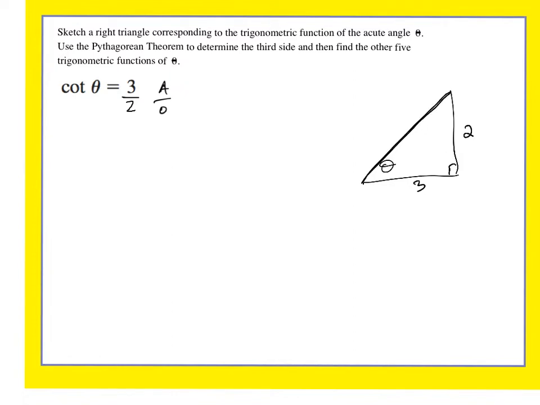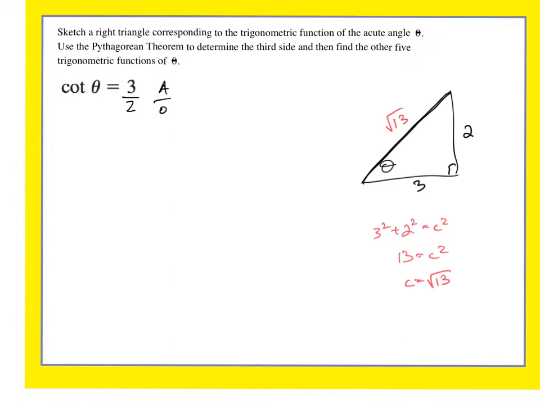Now, how do I solve for this hypotenuse? I use Pythag. So now I have 3 squared plus 2 squared is equal to c squared. So 3 squared is 9 plus 2 squared is 4. We end up with 13 is equal to c squared. So what does c equal? Square root 13. So my hypotenuse is square root 13.